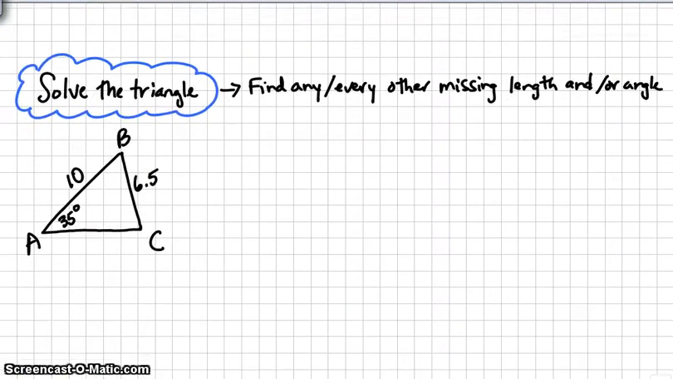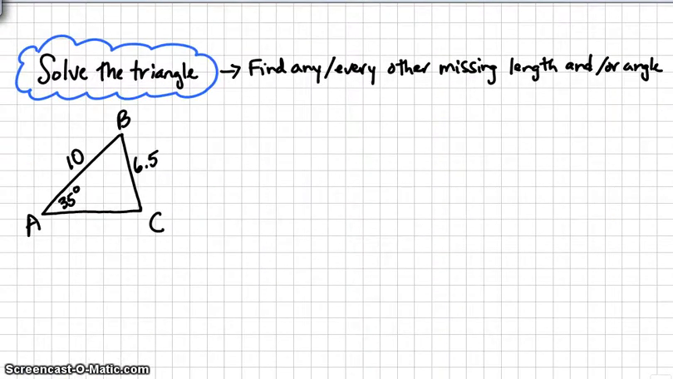Let's do another example. Another thing that they may ask you to do is solve the triangle. Keep in mind that when they ask you to solve the triangle, that means you have to find any and every other missing length and or angle. So if they ask you to solve, that means you're in for the long haul. You have lots of things you need to come up with, including everything that's missing.